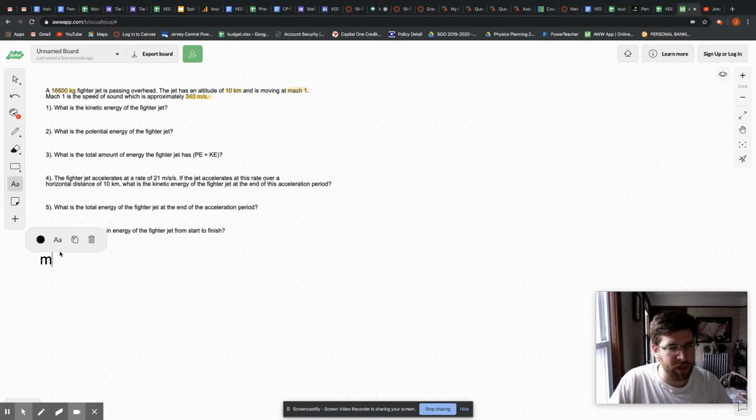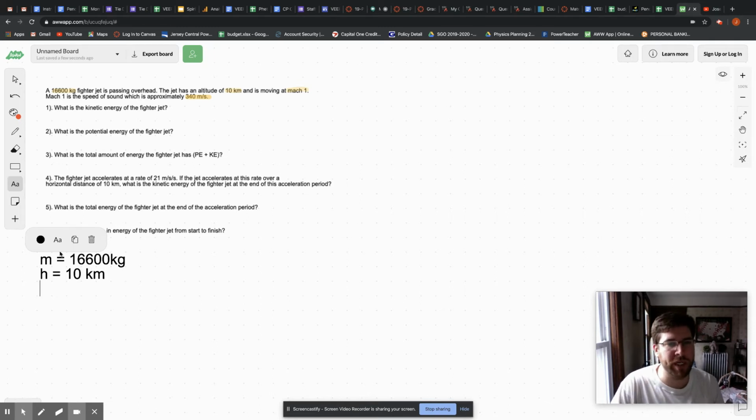So that first thing there, that 16,600 kg, is equal to the mass of the fighter jet. So let's get that jotted down at the bottom there. The next piece of information is an altitude of 10 kilometers. Altitude is just another word for height. It's telling you how high up the jet is. So the altitude is 10 kilometers. The height is 10 kilometers.